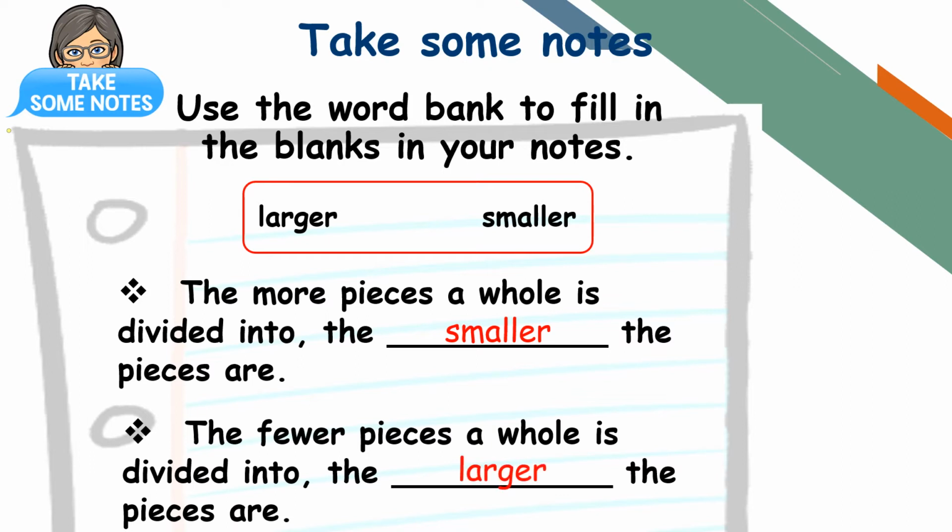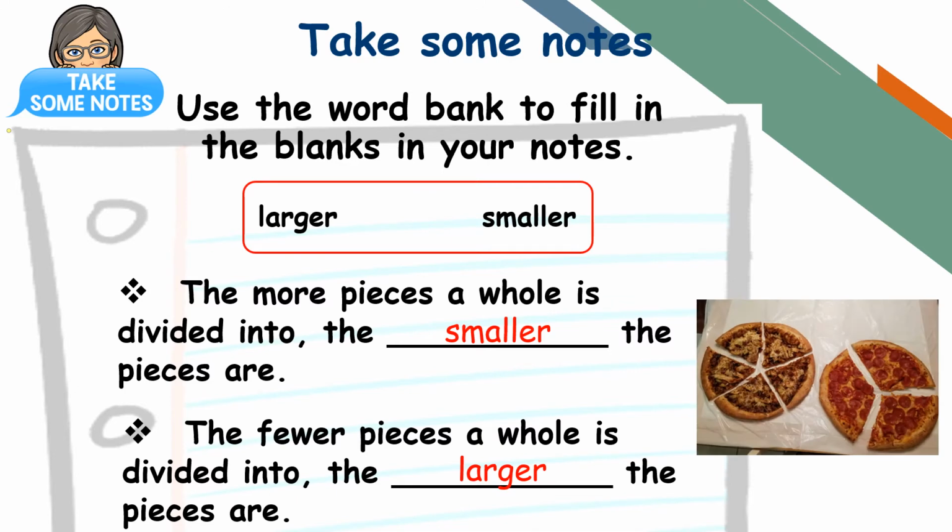And the rule is, larger denominator gives you more total pieces that are smaller if the numerators are the same. Smaller denominator gives you fewer total pieces that are larger if the numerators are the same. The numerators must be the same for these rules to work. Always think pizza slices when comparing fractions with like numerators.